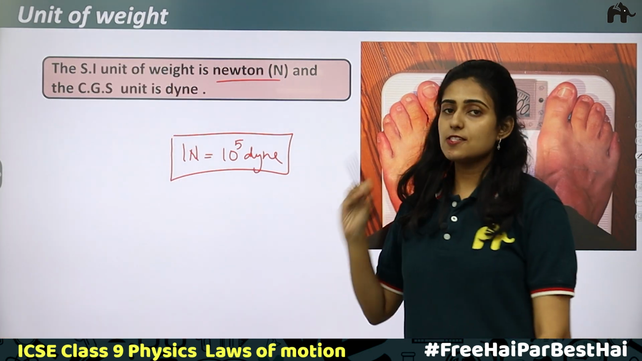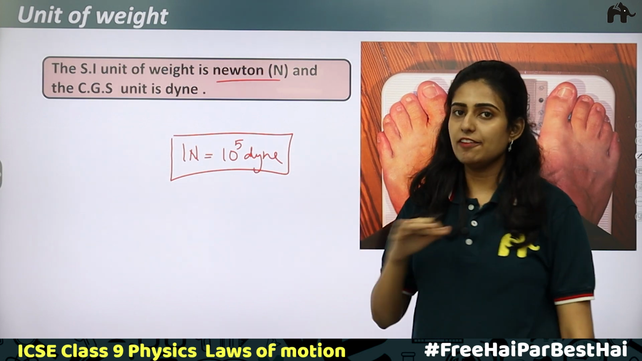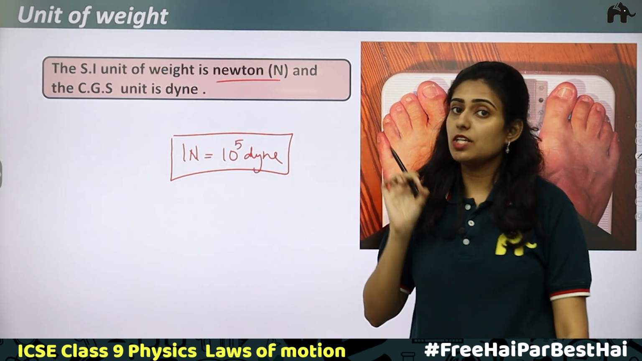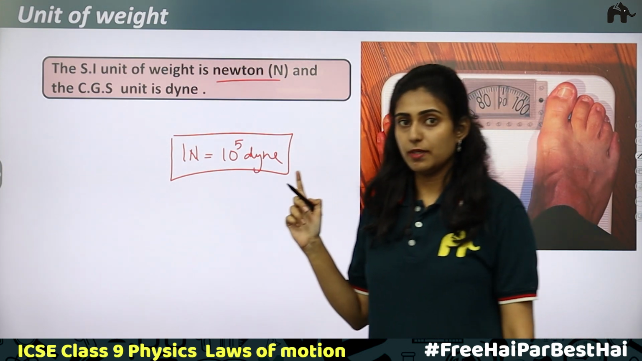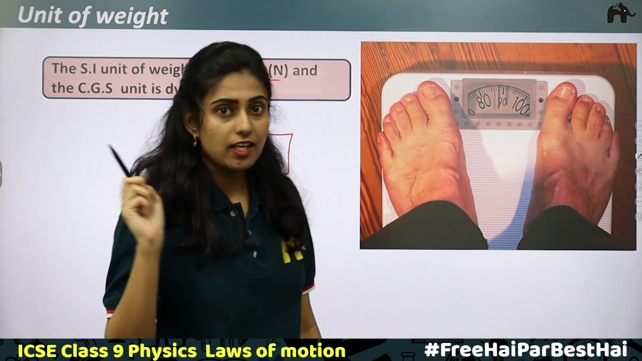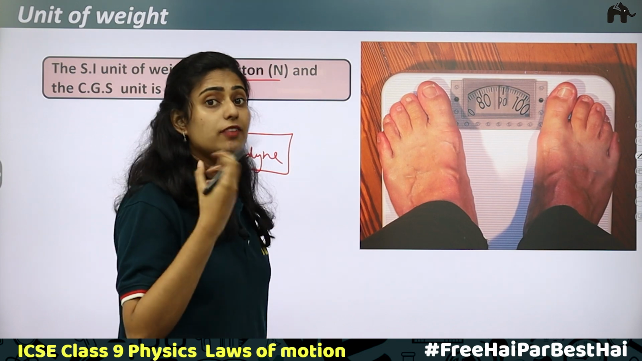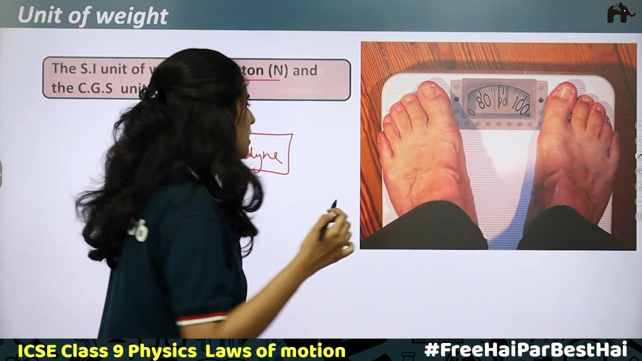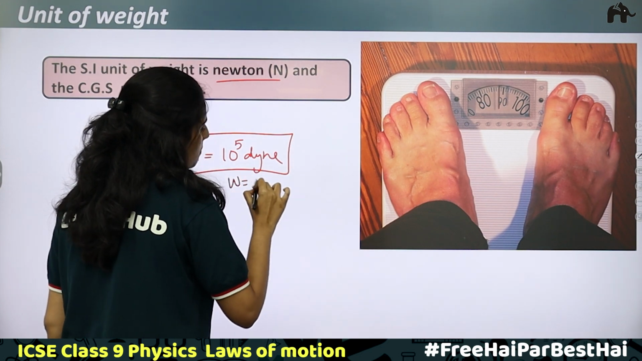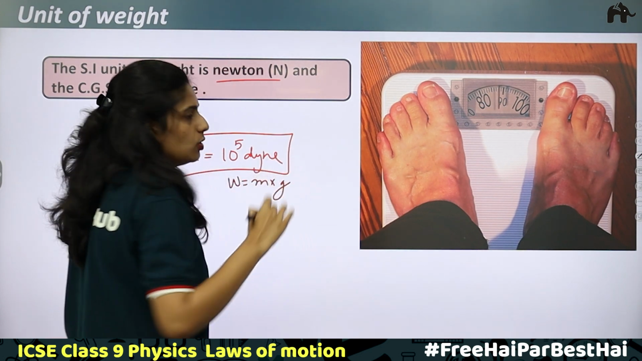We know that the mass of a body will be the same at every place. But we know acceleration due to gravity will be different. So depending on the acceleration due to gravity, weight also will be different. Weight will be different on different planets, at the equator, on the poles, and at the center of earth. We know that weight is equal to mass into acceleration due to gravity.